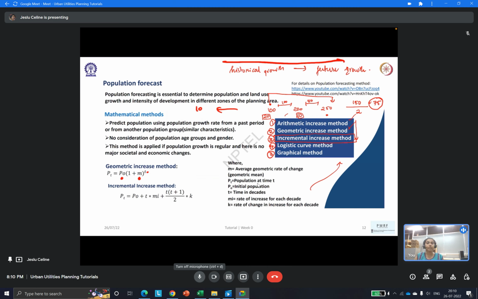So the mathematical method has this assumption that no other external factor is happening within that region, but it is the normal growth by which the region was growing. The same growth continues. And then we have the incremental increase method.